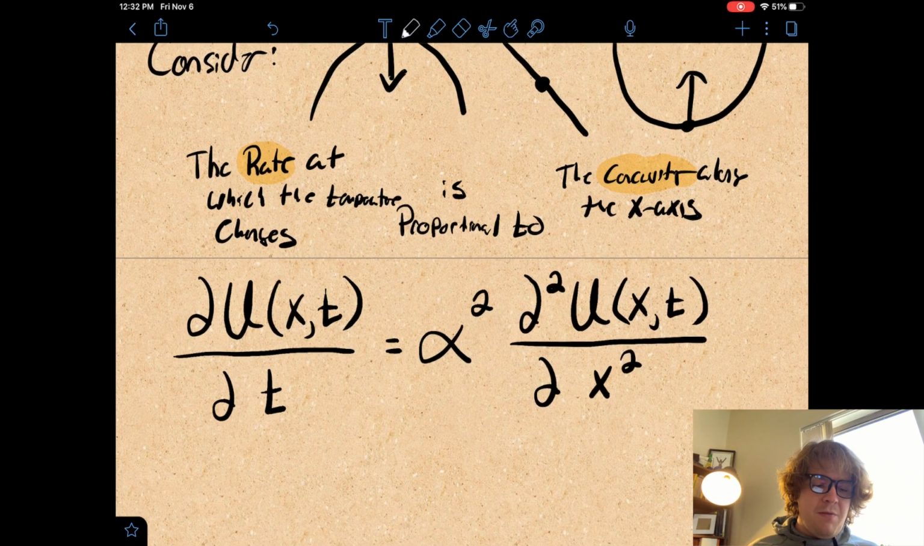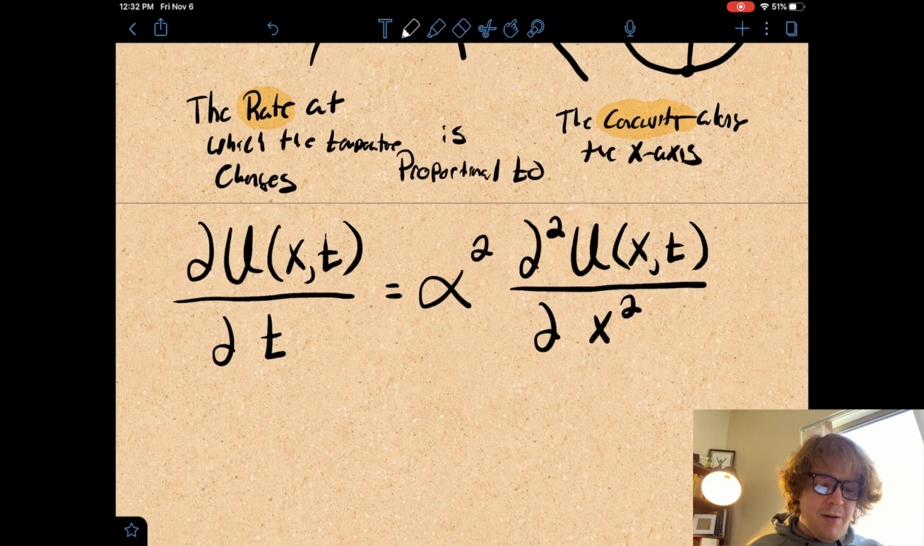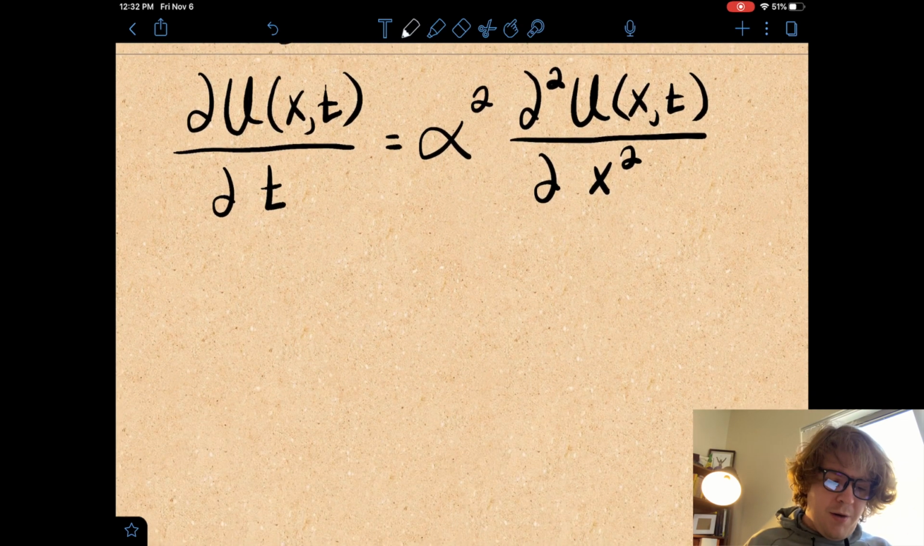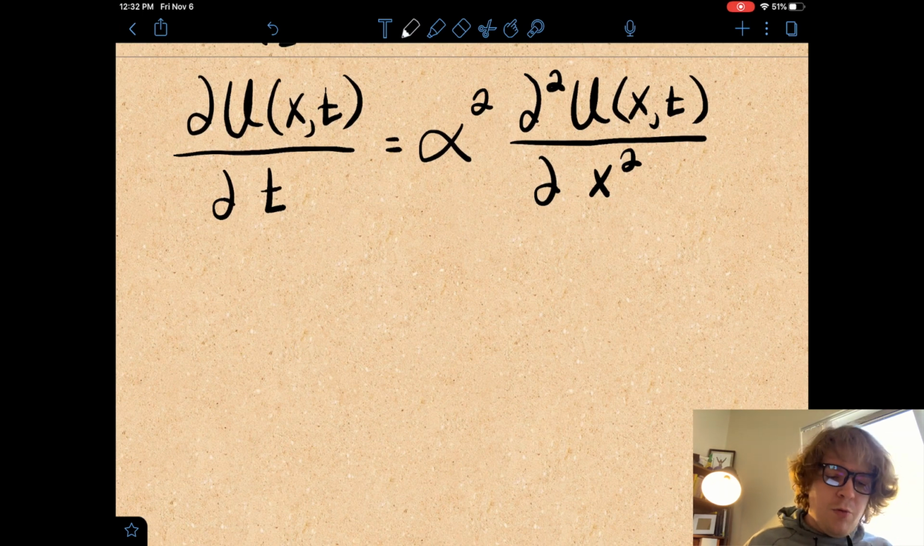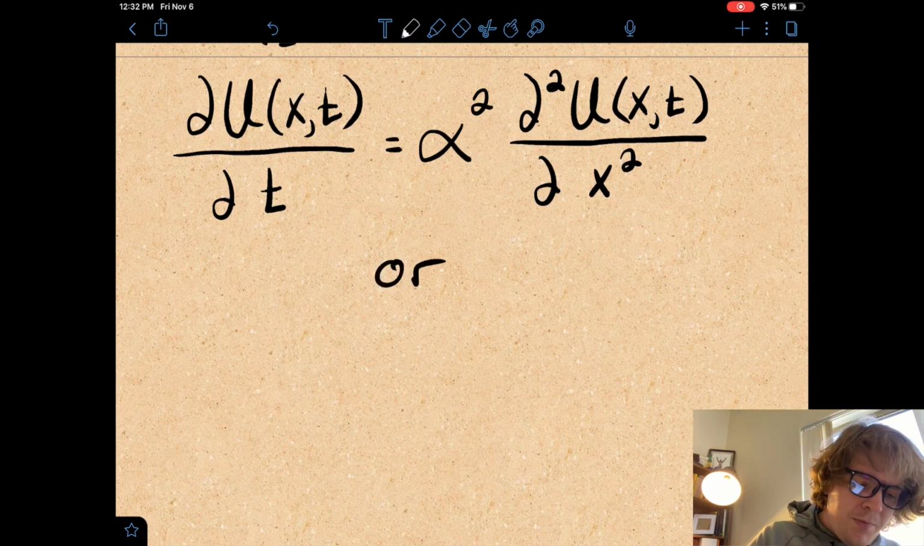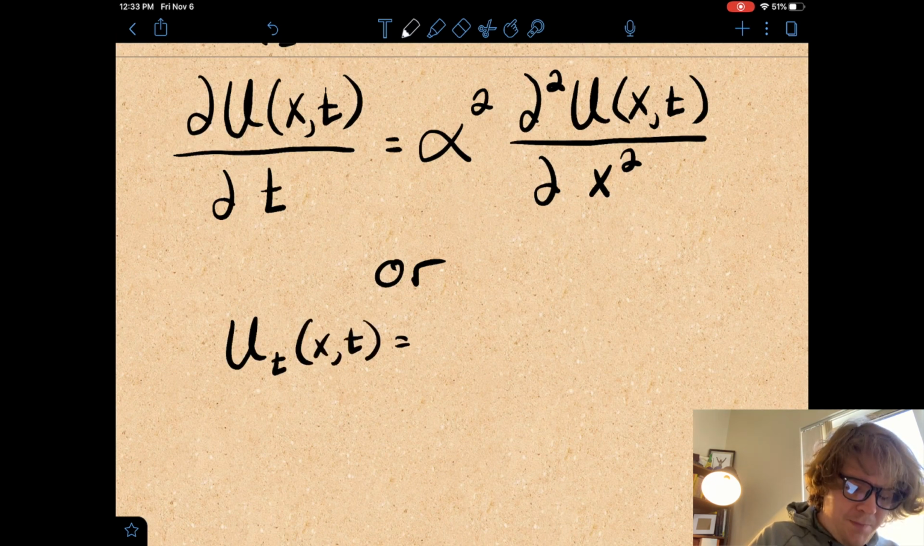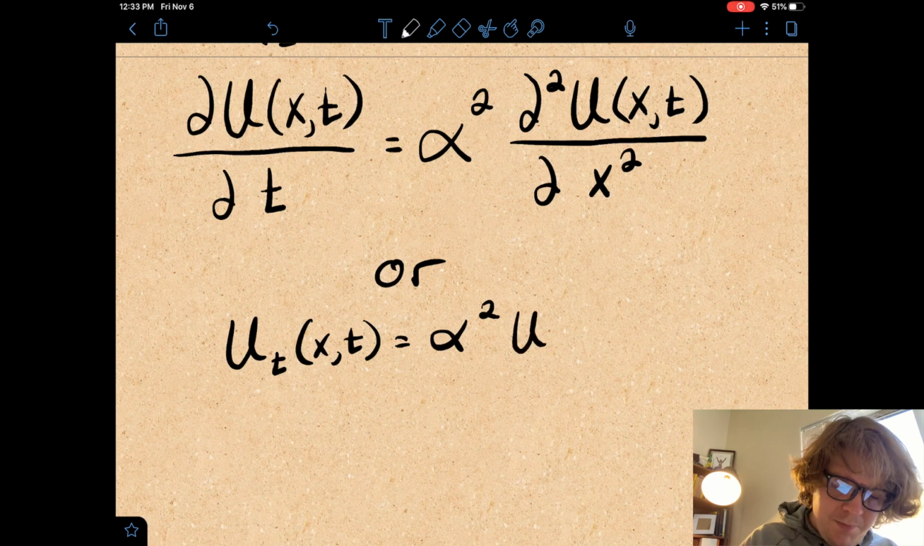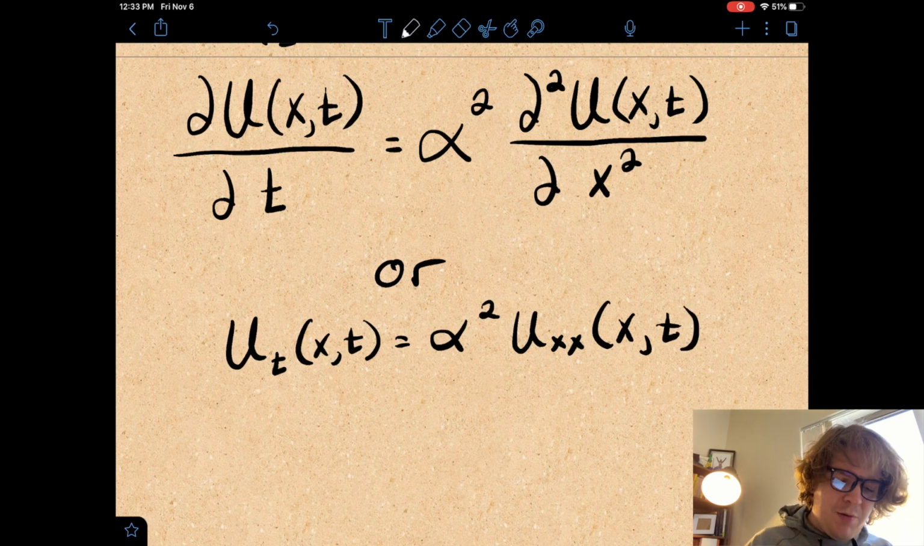So now we have an equation representing the scenario. We have an equation that reads: the rate at which the temperature changes is proportional to the concavity of the heat distribution throughout the length of the rod, right? And we'll normally see the heat distribution written like this, or sometimes we'll simply see it expressed as u sub t of x,t equals alpha squared times, let's say, u sub xx of x,t. Either of these represents the heat equation.